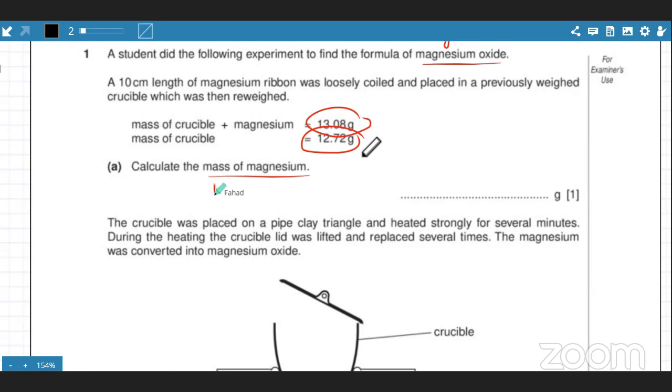Make sure to write your working every time just to be on the safe side. Sometimes you get the value wrong, so your working is going to help you in your marks if you're able to show it. You might make mistakes on your calculator, so always remember to show your working. So it's going to be 13.08 minus 12.72. Let me quickly do this on my calculator, and the value that I get is 0.36 grams. So I'm going to write that down, 0.36 grams.